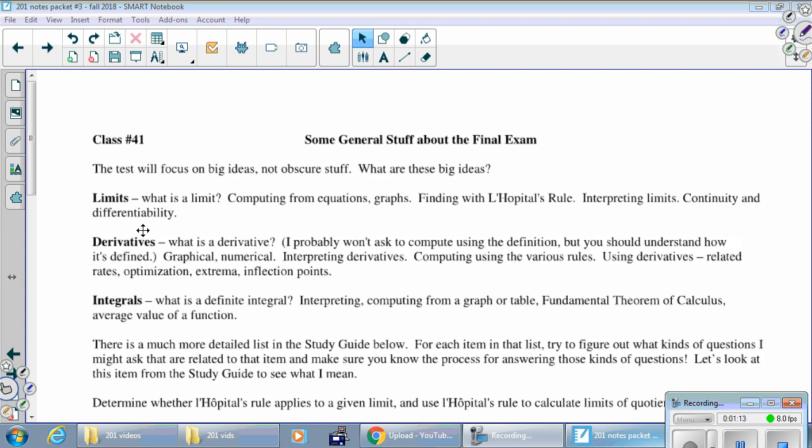I want you to be able to do derivative approximations with a graph. I want you to be able to do derivative approximations with a table of values, or you should make a table of values to calculate a derivative. I want you to be able to interpret derivatives in context in word problems. You should be able to compute using the various rules.